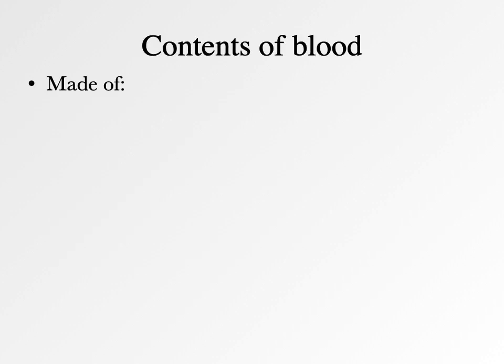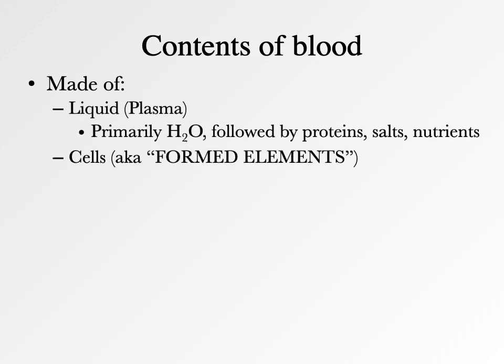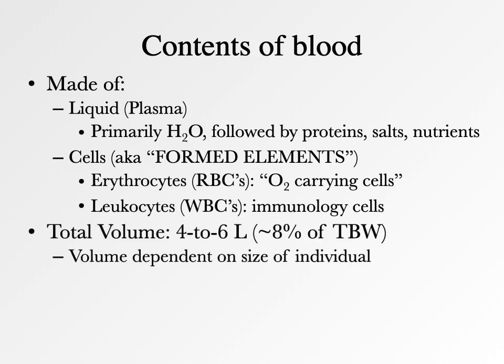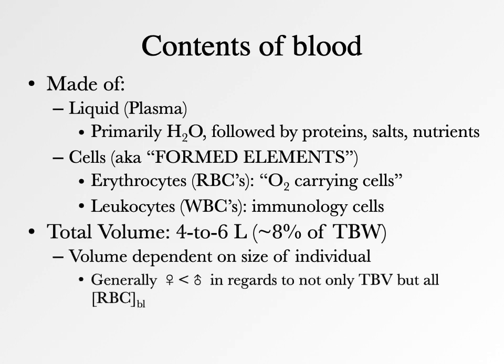So what are the contents of blood? Well, we look at it in terms of two forms. The two forms that we look at are the liquid form, which we refer to as plasma. Plasma is primarily water, which is why anything that's going to be transported in blood has to either be soluble in water or be linked to a carrier molecule that's soluble in water, along with proteins, salts. When we talk about salts here, what we mean is electrolytes and nutrients or metabolites, as well as the cellular portion, which we refer to as the formed elements.